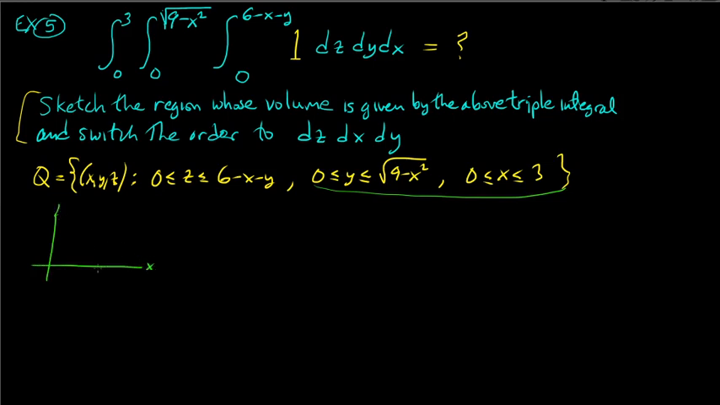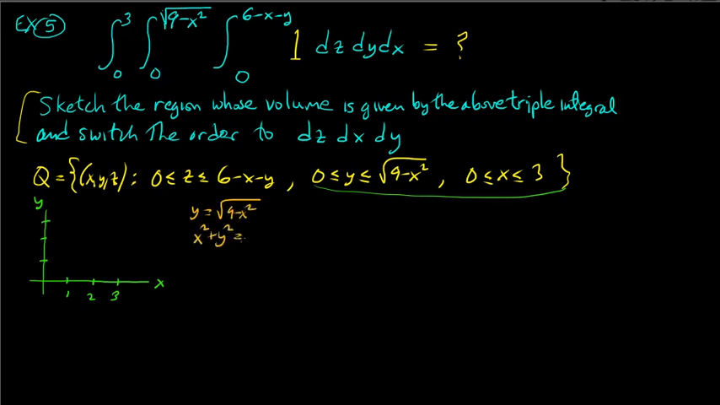Right. So x goes between, let me try to do a vertical y-axis here. It's a little bit better. Right. So y goes from 0 to the square root of 9 minus x squared, and x goes from 0 to 3. Right. So what is this? Y equals the square root of 9 minus x squared. If you rewrite it, you get x squared plus y squared equals 9, which is, of course, the circle of radius 3. Let's try to do a circle.